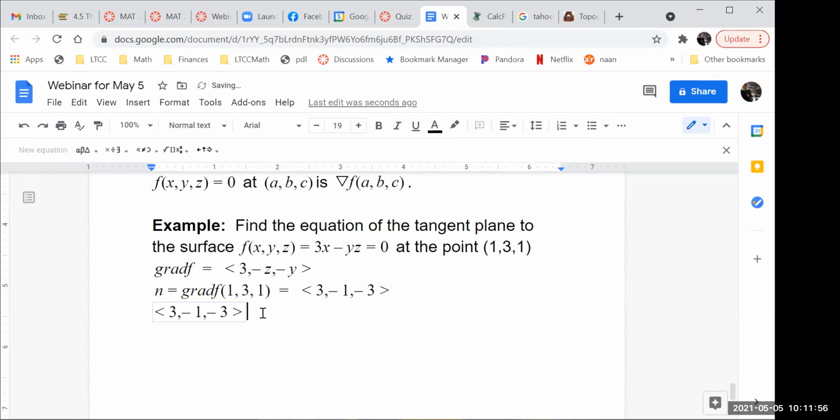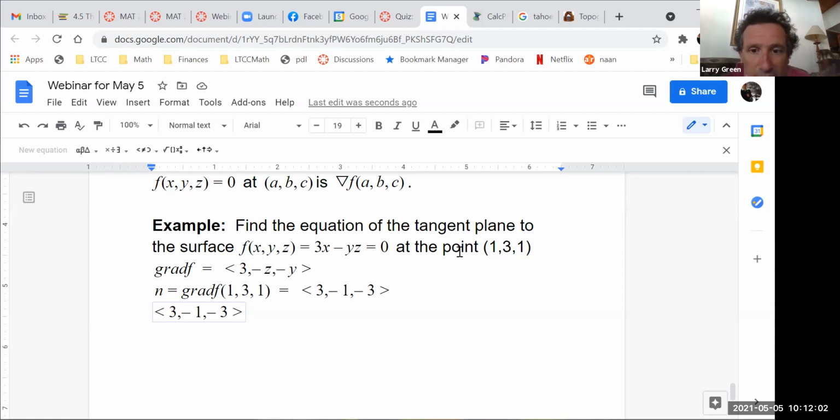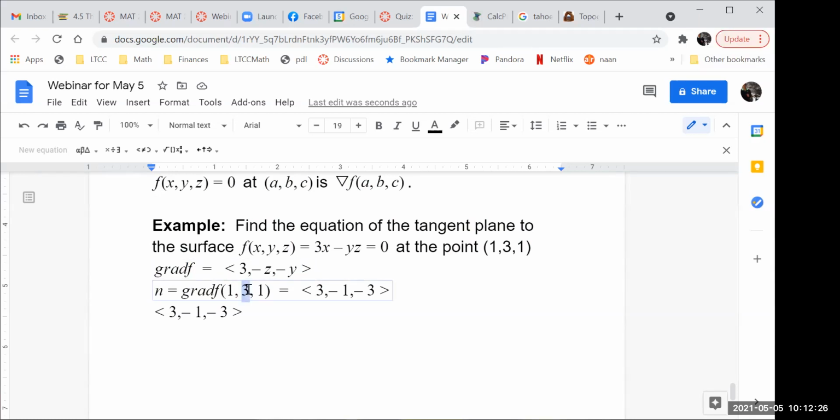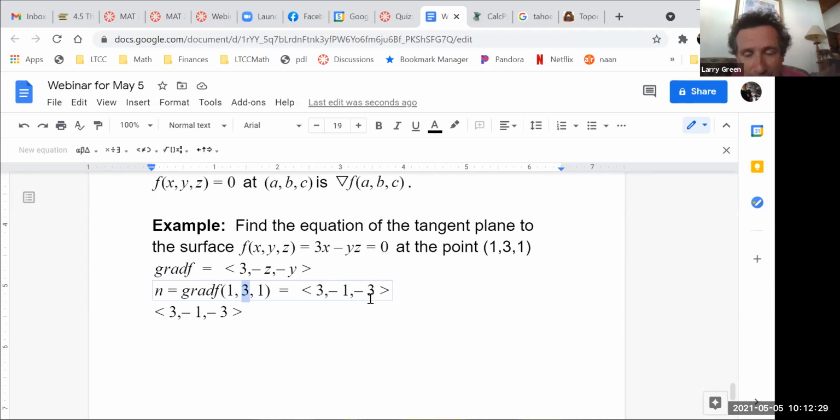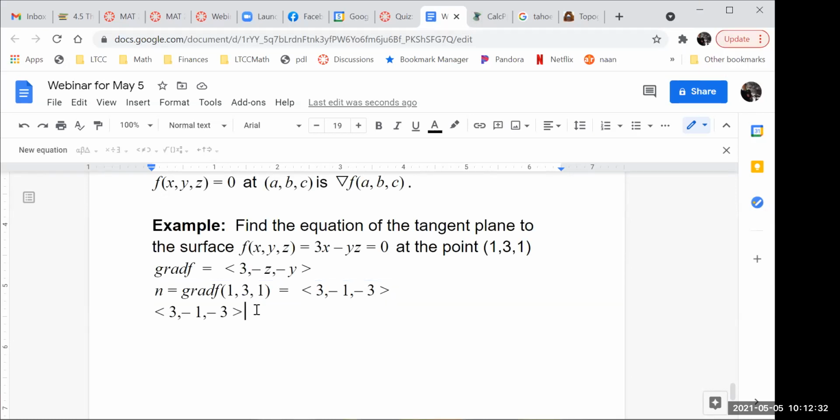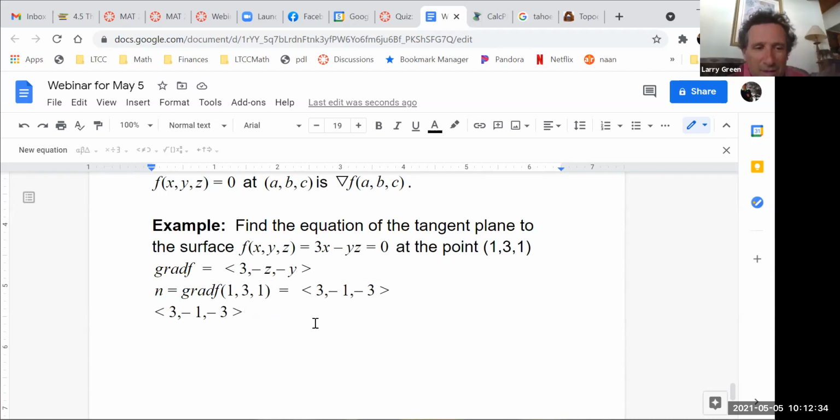dotted with. Larry, how'd you get 3, negative 1, negative 3? So I plugged in. The first coordinate is 3, no matter what x, y, and z are. That's just a constant, right? So that stayed 3. And then it said negative z. z is 1, so negative z is negative 1. And then negative y, and y is 3, so negative y is negative 3. That makes sense? Yes, thank you. Yeah, nothing fancy, I promise.